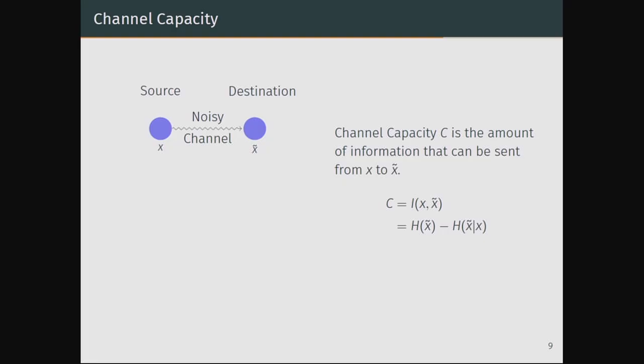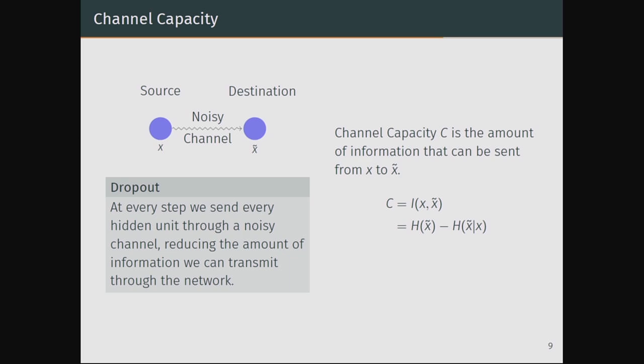This decomposition is symmetric, so it could also be the entropy of my sent message, and then the conditional entropy of the received message, right? So with dropout, at every step, we send a hidden unit through a noisy channel, a very simple noisy channel, one that either blacks it out or does nothing, and that reduces the amount of information we can transmit through the network.